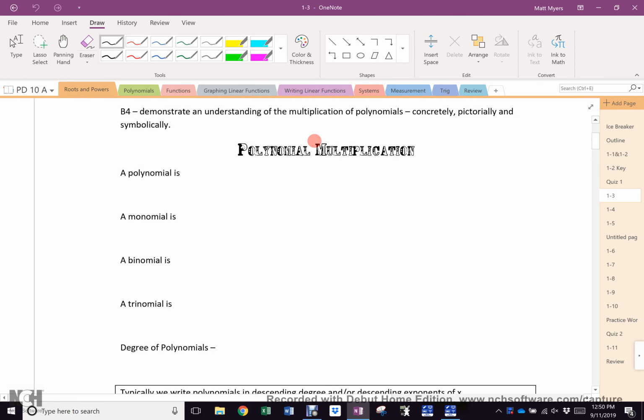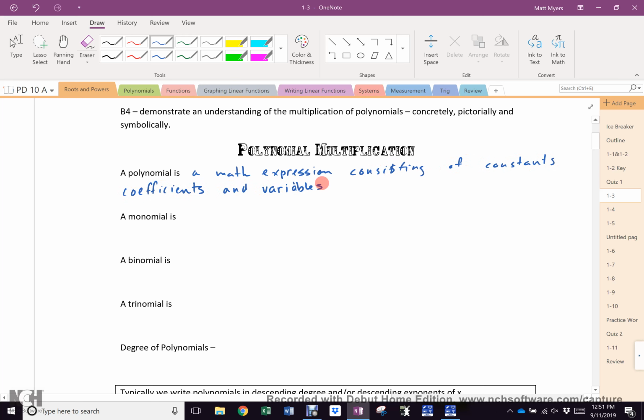All right. Page 21. A polynomial, which, again, this is all review. A polynomial is a math expression consisting of constants, coefficients, and variables. It can have one, two, or all three of those things. This is review, you already know this. All right? There are some rules about polynomials.